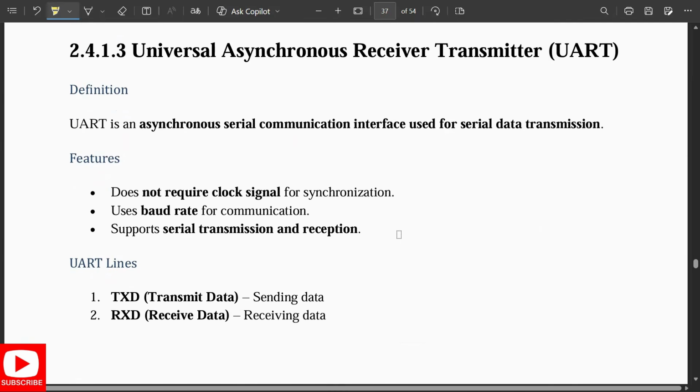Next comes the Universal Asynchronous Receiver Transmitter, that is UART. It is an asynchronous serial communication interface used for serial data transmission. It does not require a clock signal for synchronization and uses only the baud rate for communication, supporting serial transmission and reception. The UART has two lines, TxD and RxD: TxD for transmitting data and RxD for receiving data.